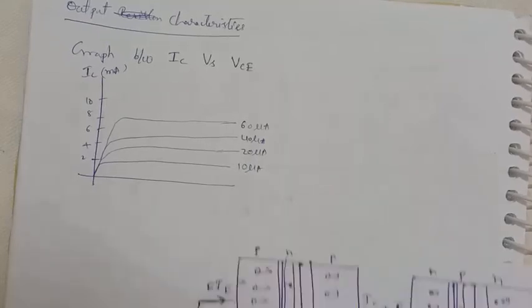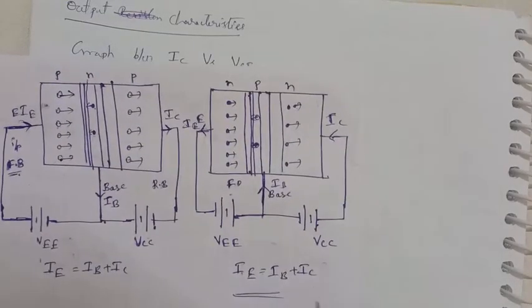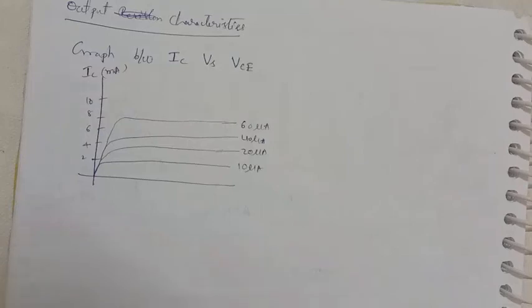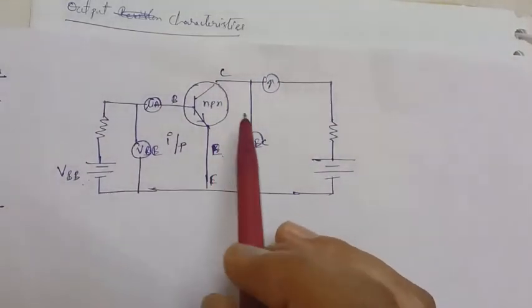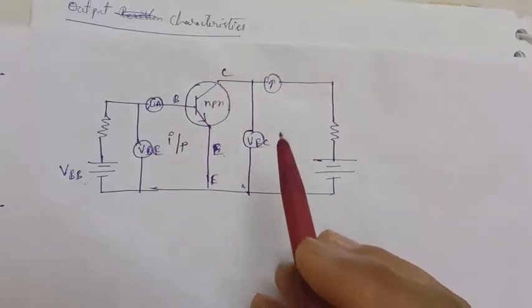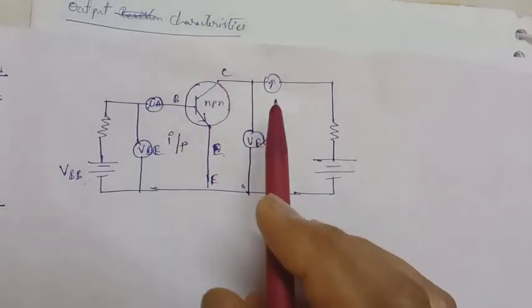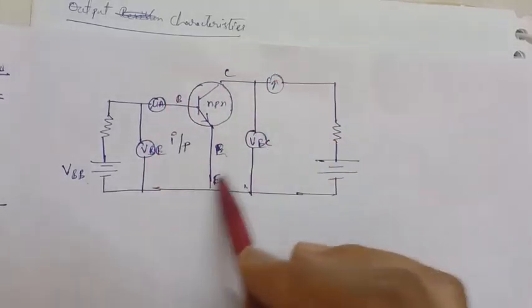From this diagram you have to observe, if you change the base current, then automatically the collector current and voltages will all change. But you have to keep this value constant, then you can study these characteristics.